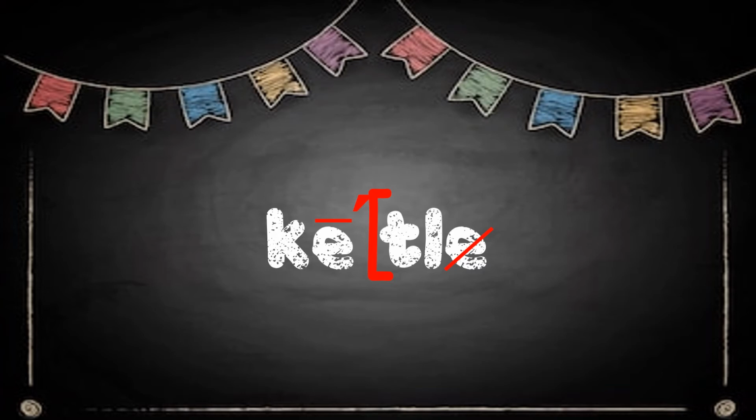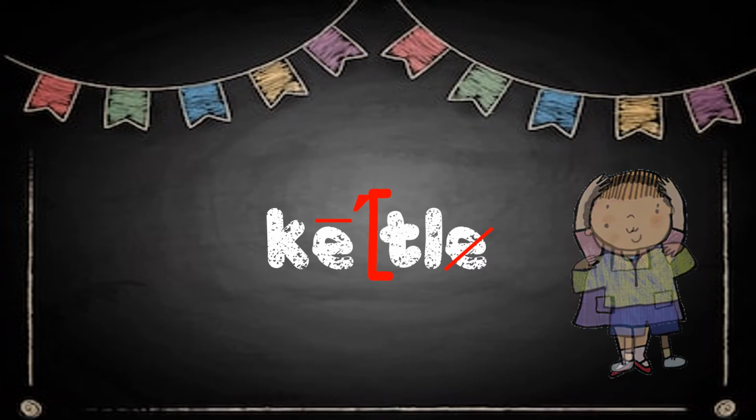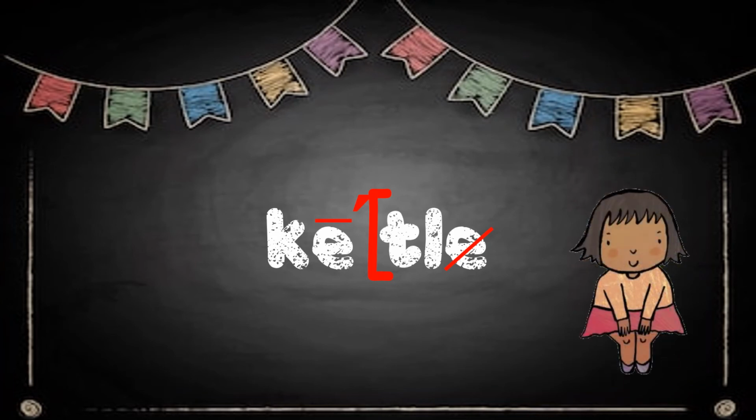Now, if we were to read this word, boys and girls, we would have the word keetle. Remember, the macron is reminding us that the E is saying its name. Do we want the word keetle? No, we said we wanted to spell the word kettle. Let's sound it out again and listen and try and figure out what letter is missing. K-e-tle.